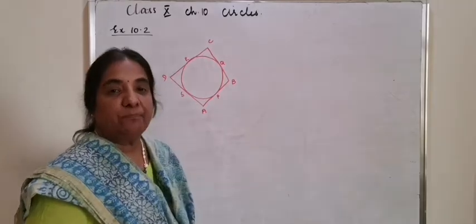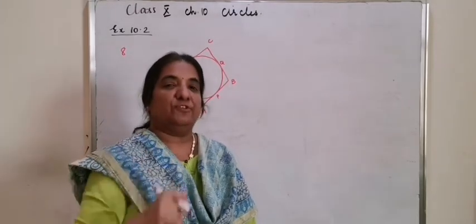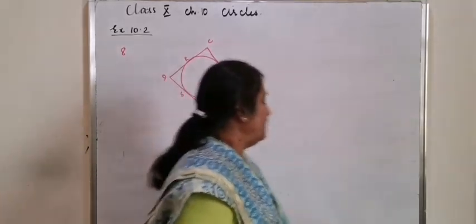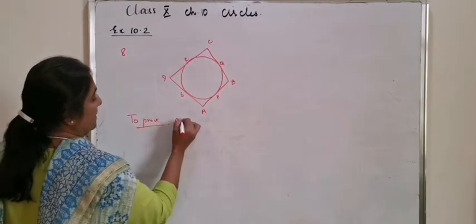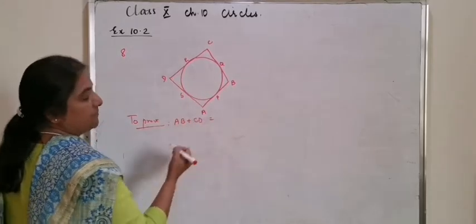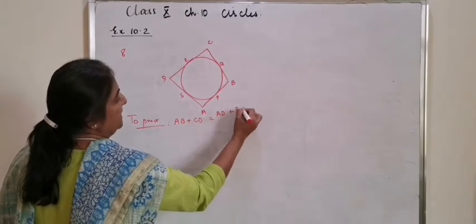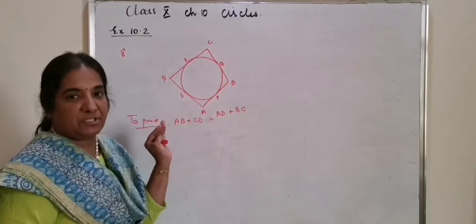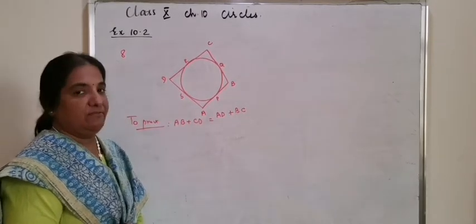If such a figure is given to you, you will be asked to prove that the sums of some of the opposite sides are equal. That means what is to be proved is that the sum of the opposite sides, AB plus CD, will be equal to the sum of the other pair, AD plus BC. It's a very important 3-mark question, and its application is also based on numerical values.